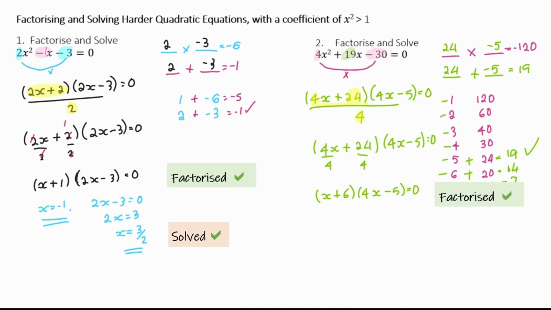This is our factorized form of the equation, and if we want to solve it, we now have to equate each bracket to 0. So if x plus 6 is equal to 0, that means x would have to be minus 6. And if 4x minus 5 is equal to 0, we would first have to add 5 onto both sides, so that makes it 4x is equal to 5. And then we divide both sides by 4 to give us x is equal to 5 over 4. And these are the two solutions for this equation.